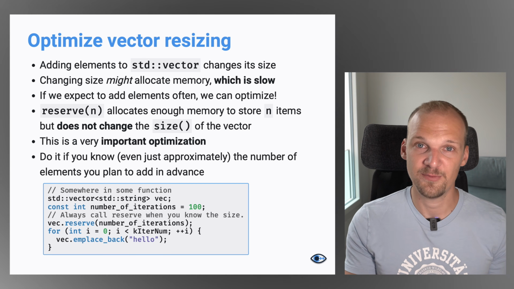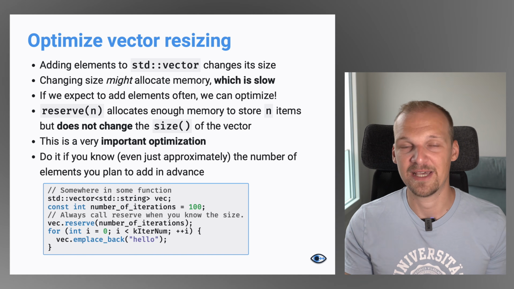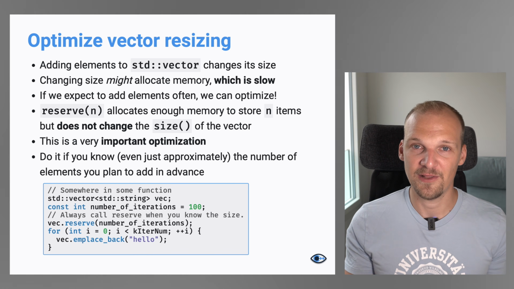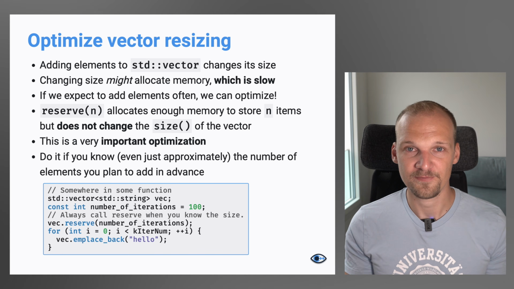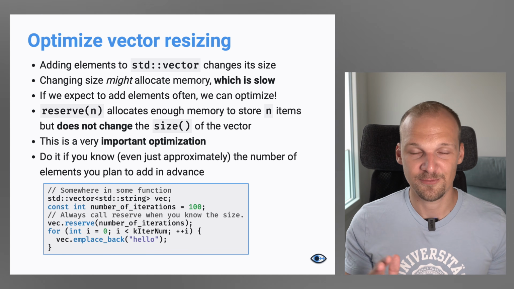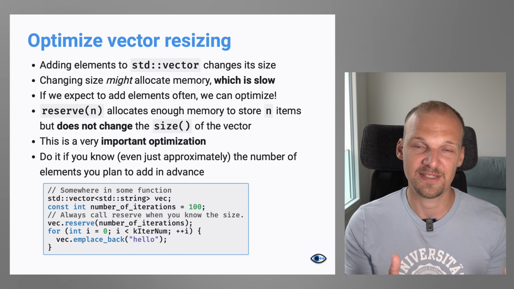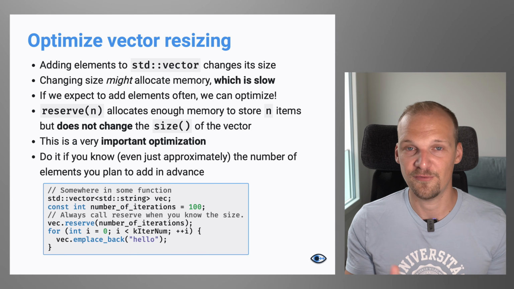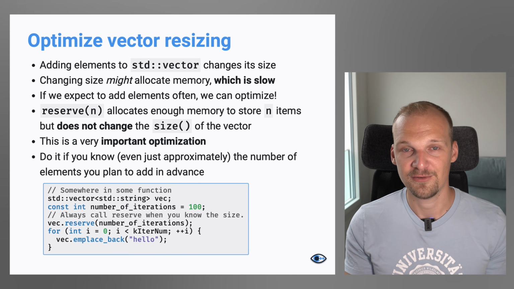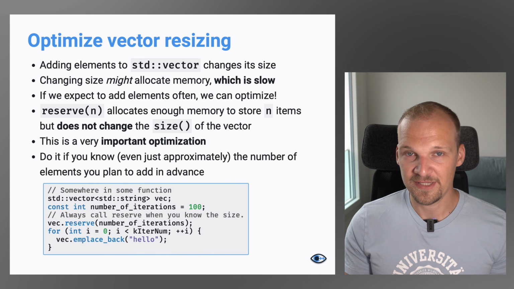From this point on, if we push_back or emplace_back elements to it, it will not reallocate until we try to push more elements than we promised to. So always do this. It's really a nice optimization. It makes your code run much faster and still leaves you the flexibility of adding and removing elements to and from a vector. So let's look at this small example here.